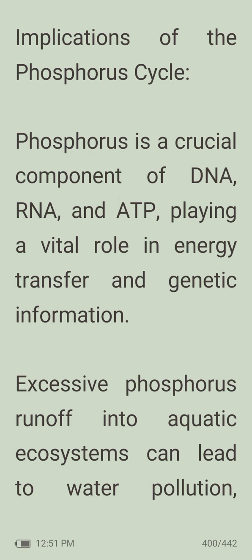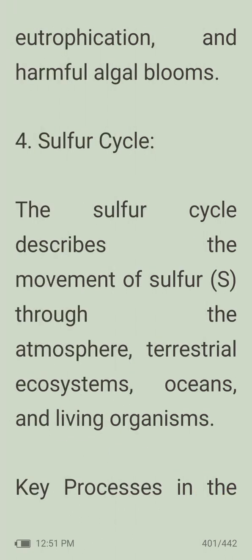Phosphorus is a crucial component of DNA, RNA, and ATP, playing a vital role in energy transfer and genetic information. An excess of phosphorus runoff into aquatic ecosystems can lead to water pollution, eutrophication, and harmful algal blooms.